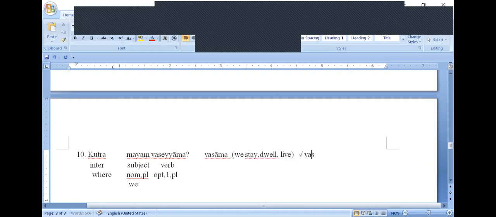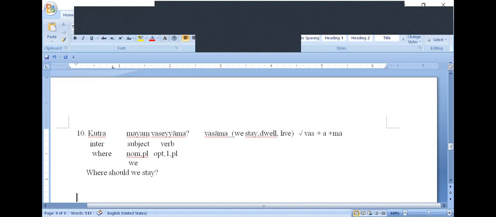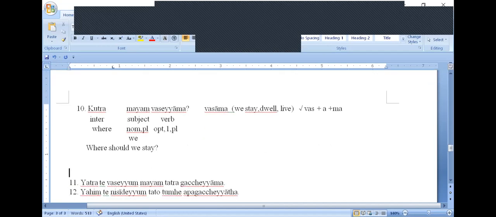The root is vas plus a. Then you put ma, or here t also can, right? So very easy. What's the question? Translate where. Okay. So I think maybe the better one is where should we stay? Where should we stay? Okay. Good. All right. Thank you.